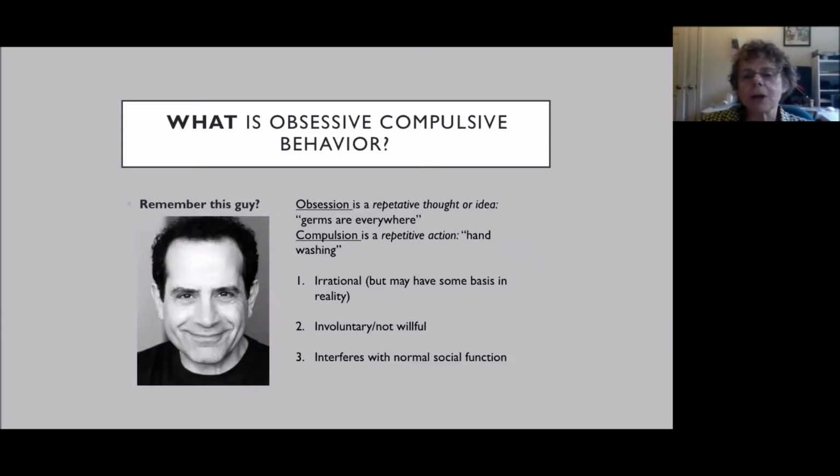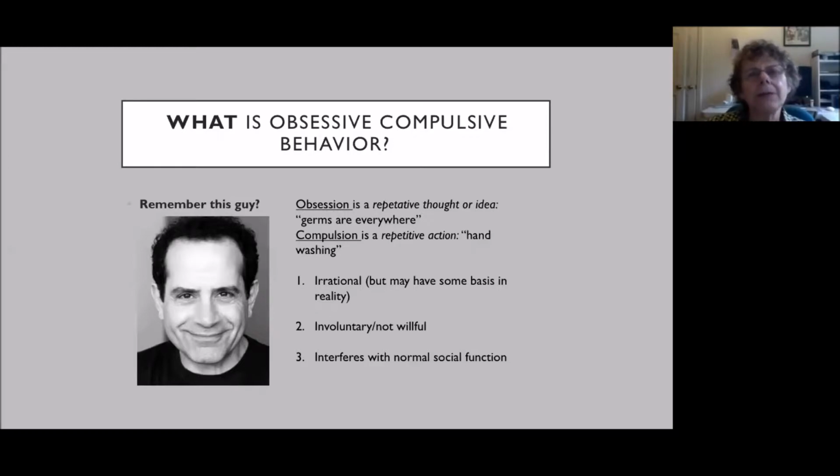If you don't know this guy, his name was Monk, and he was in a very popular television show a bunch of years ago, which you can still access on Netflix. And he had obsessive compulsive disorder. An obsession is a repetitive or repeating thought or idea, like, particularly in Mr. Monk's case, germs are everywhere. And a compulsion is a repetitive action. So thought to action is a compulsion, and hand washing is the example.